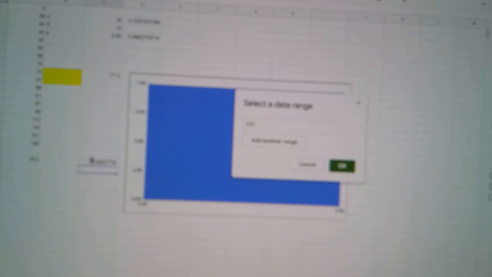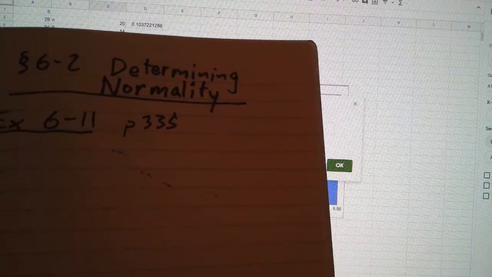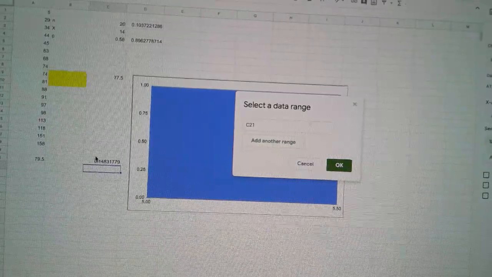So here we're basically asking the question, is it normal? Is it normally distributed? Determining normality.